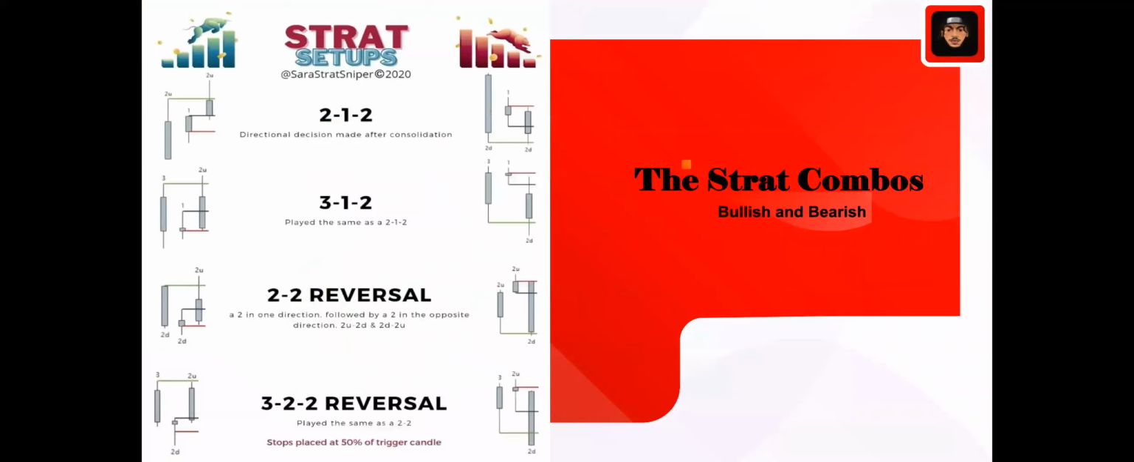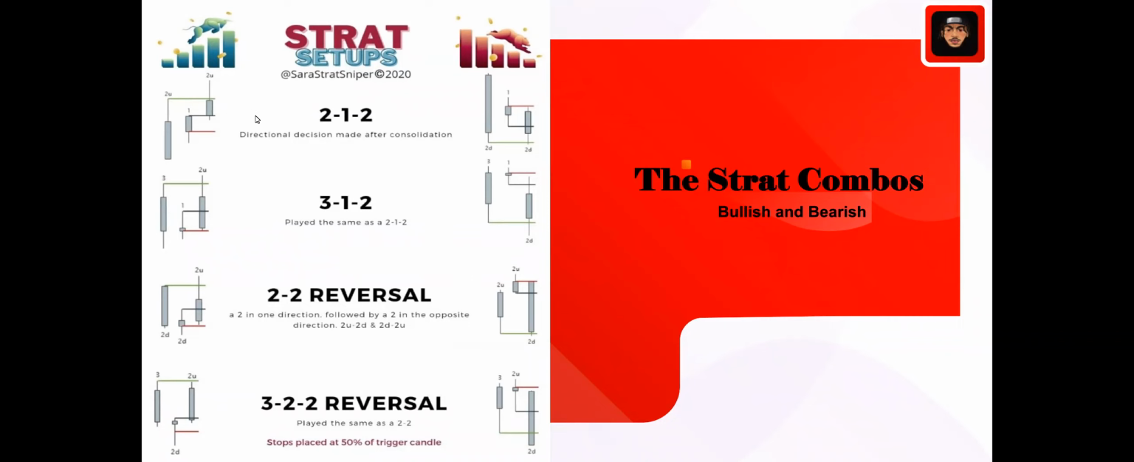Now, strat combos. I'm going to go over this. You have your 2-1-2 continuation, or 2-1-2 reversal. With this new strat combo sheet, it's taking the guesswork out of it and getting you less confused on candles, because the old strat combo sheets didn't have any wicks or anything like that. So it's telling you what your entry is.